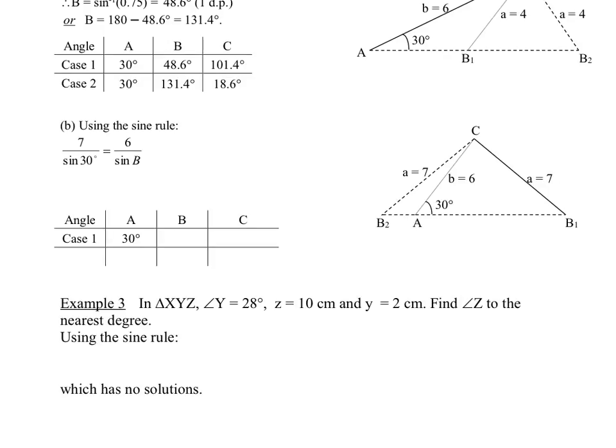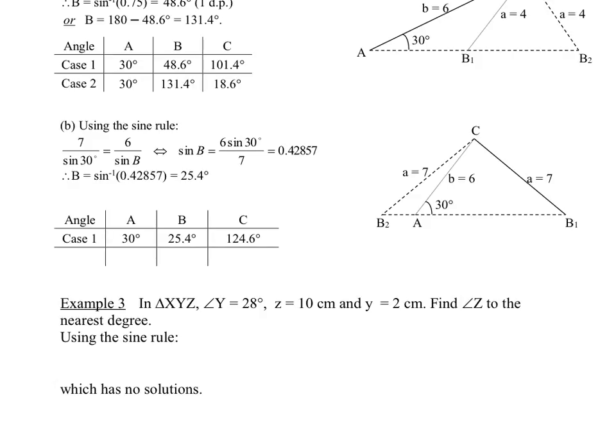We've got the 7 divided by sine of 30 equals 6 divided by the sine of whatever this angle here is. If we try that and rearrange it, we'll get sine of B is equal to 0.42857. If you do the inverse sine of that, then I hope that we get 25.4 degrees. And if B is equal to 25.4, that means that C must be equal to 124.6 degrees.